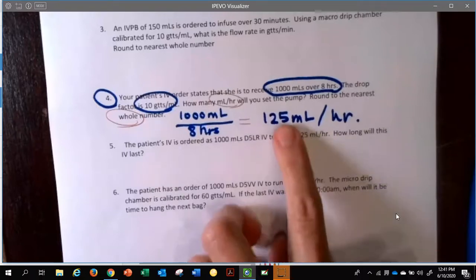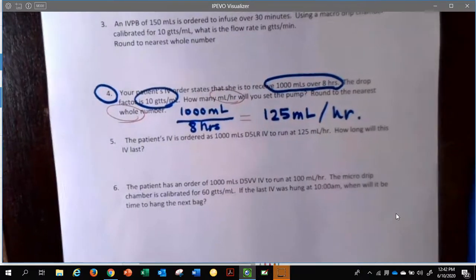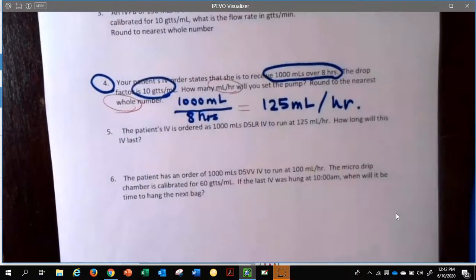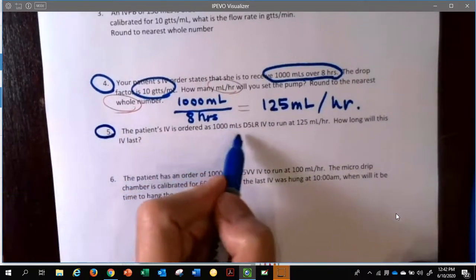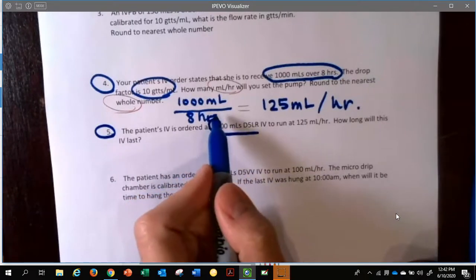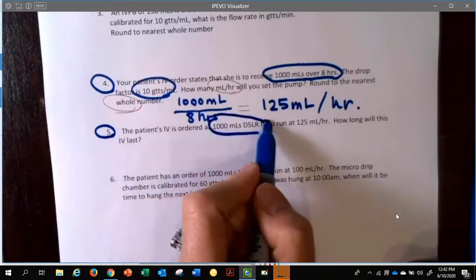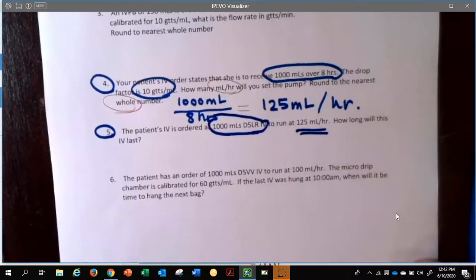And so looking at this one, 125 milliliters per hour, that's what it wanted. Round to the nearest whole number. We're done. Moving on. I want to now look at question 5, and this is our last one together. It says that the patient's IV is ordered at 1,000 milliliters D5-LRIV, whatever all of that is, to run at 125 milliliters per hour.